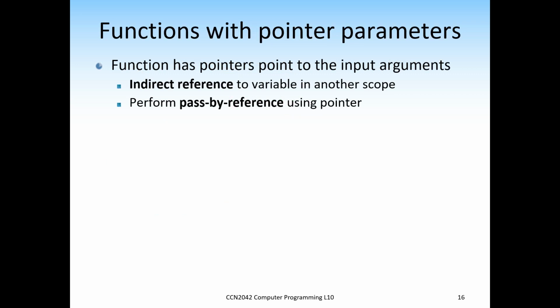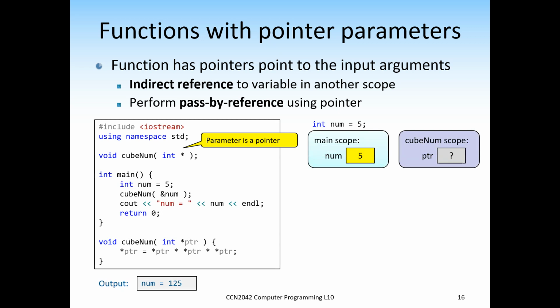So in case we make use of the pointer with function, we can put the pointer as a parameter for the function. So the function has a pointer pointing to the input argument. It is an indirect reference to the variable in another scope. It is the same as pass by reference. For example, here in the main scope we got num equals 5, and then we call cube num with ampersand num. So within cube num, here we got the pointer.